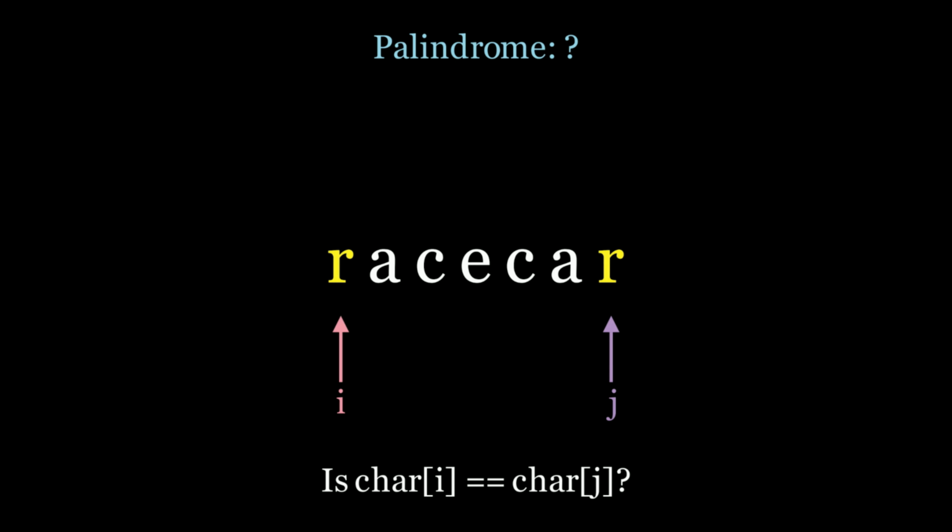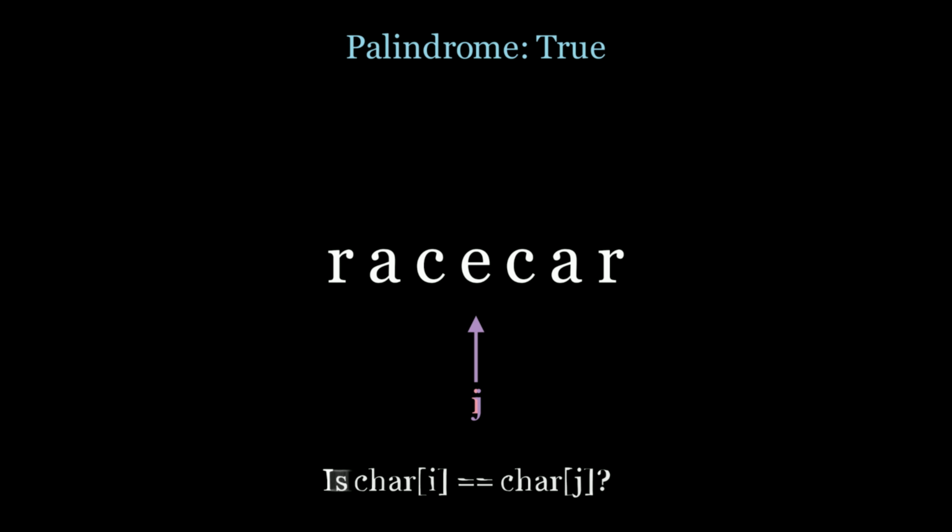So R's are equal. Let's move i and j pointers one down. Now we're looking at two A's. These are still equal. So let's move i and j pointers once more. Now we have two C's. Once again, they're still equal. And we're going to move i and j to the last element, which is just an E. And by default, a string of length 1 is always a palindrome. And so over here, we actually found out that racecar is a palindrome. And so we're going to return true.